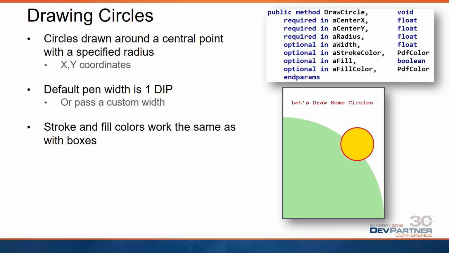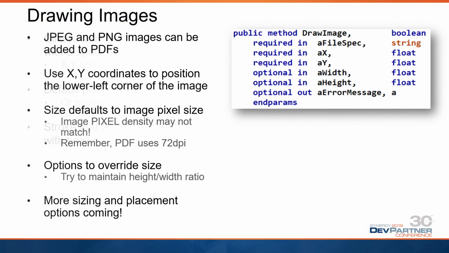So nice and simple API to use there. And also, of course, you can add images to the PDF file. So images, the API supports JPEG or PNG, and you can position those via XY coordinates, again, of the bottom left corner of the image, and so on.